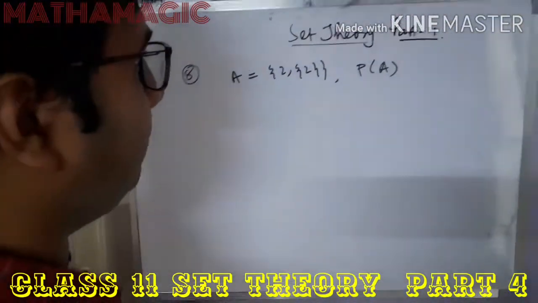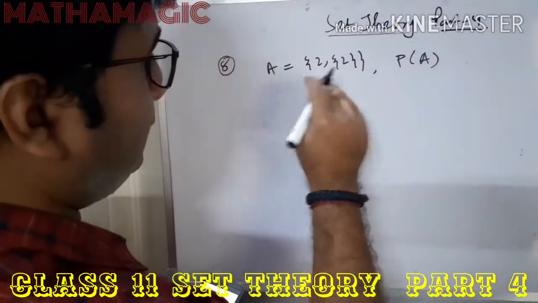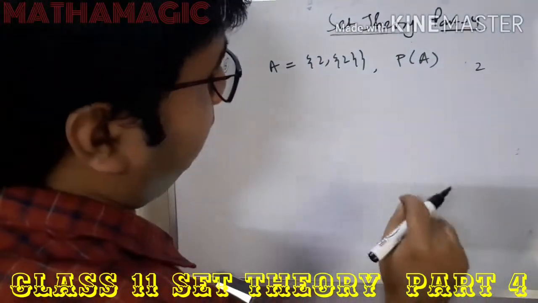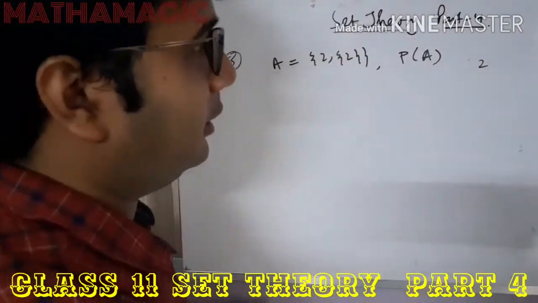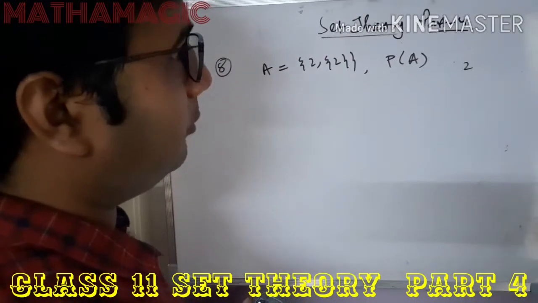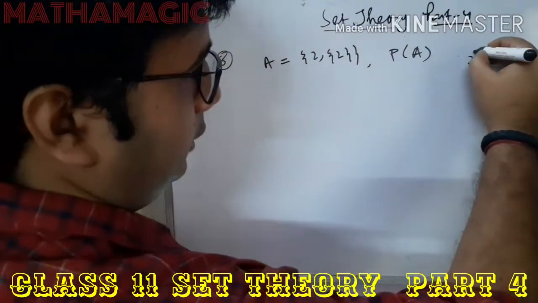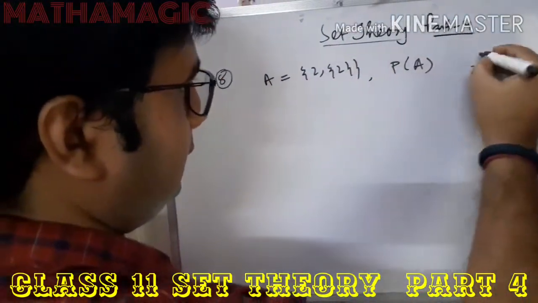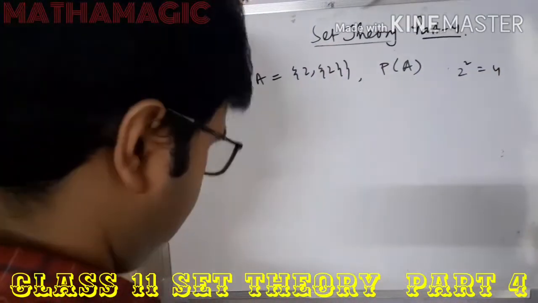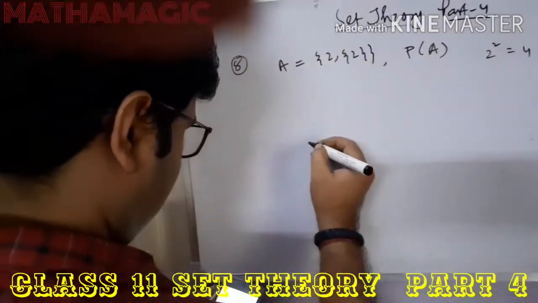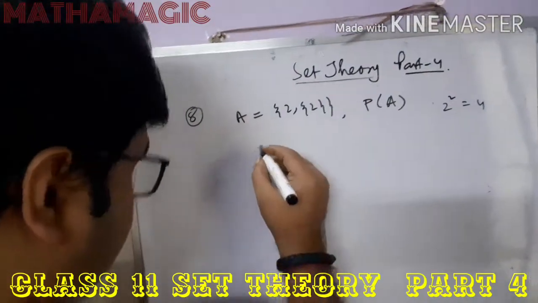P of A means the power set of A. We have gone through the formula that if n elements are present in a set, then there should be 2 to the power n elements in the power set. So here two elements are present in the set, so that is 2 to the power 2, which equals 4 elements within the power set. So what are the 4 elements?